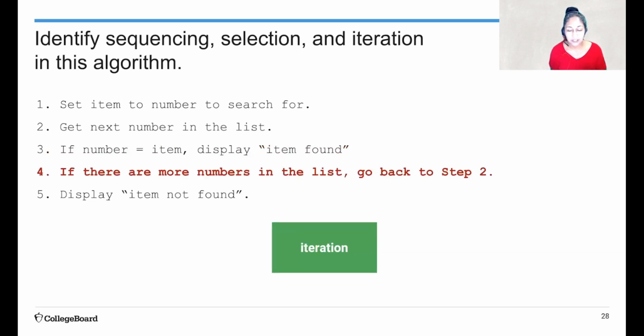And then I have repetition. If I still have more numbers in the list, I'm going to go back to step 2 and do those steps again. I'll do step 2 again, and then I'll do step 3, and then step 4. And if there's more numbers, I go back to step 2 again. And I keep doing that until there's no more numbers left. And then finally, I'll wind up on step 5.